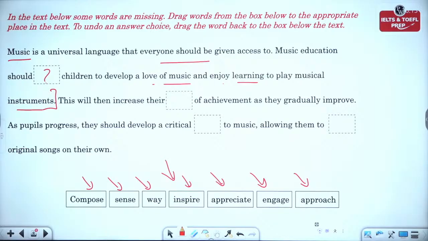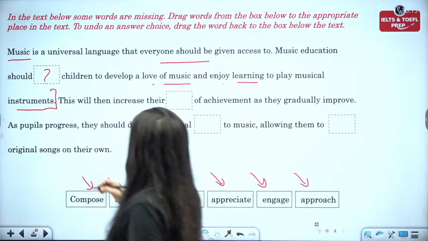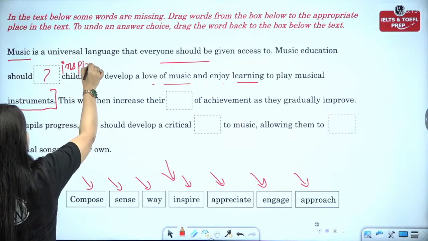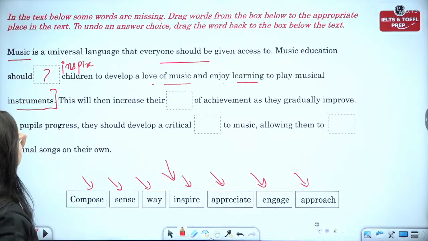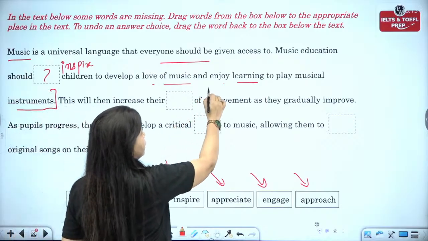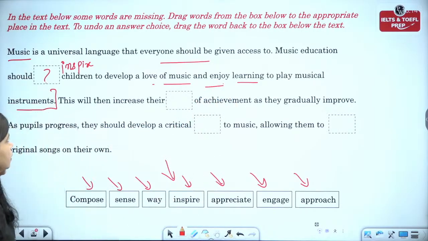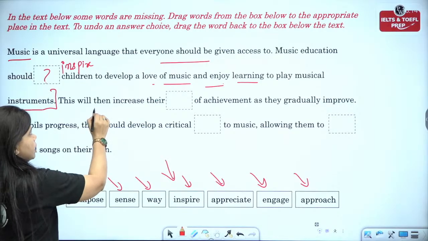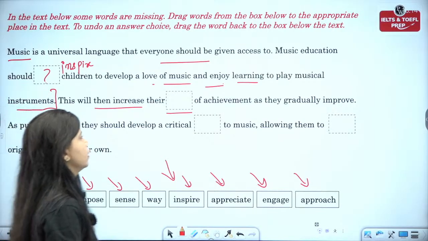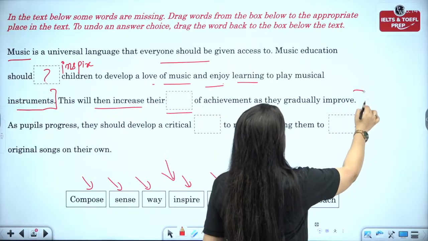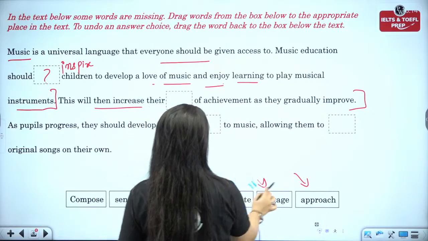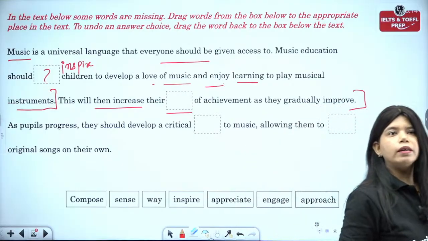Okay. Now, the first one very clearly over here is inspire. It says music education should inspire children to develop a love of music and enjoy learning to play musical instruments. Let's move to the next one. It says this will then increase their dash of achievement as they gradually improved. This will then increase their dash of achievement. What of achievement, guys?